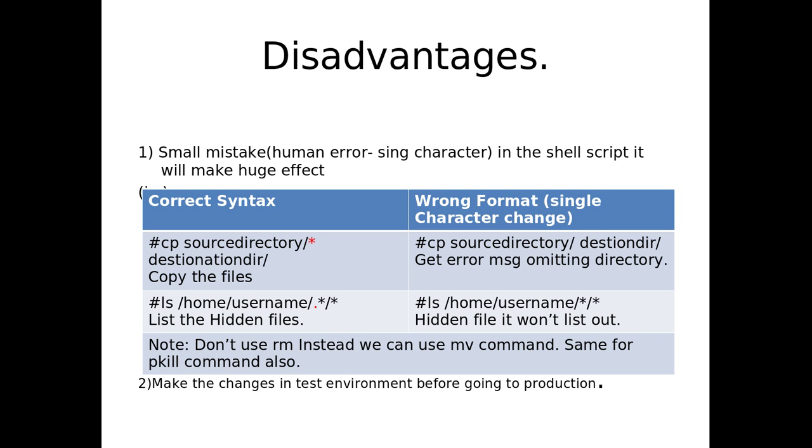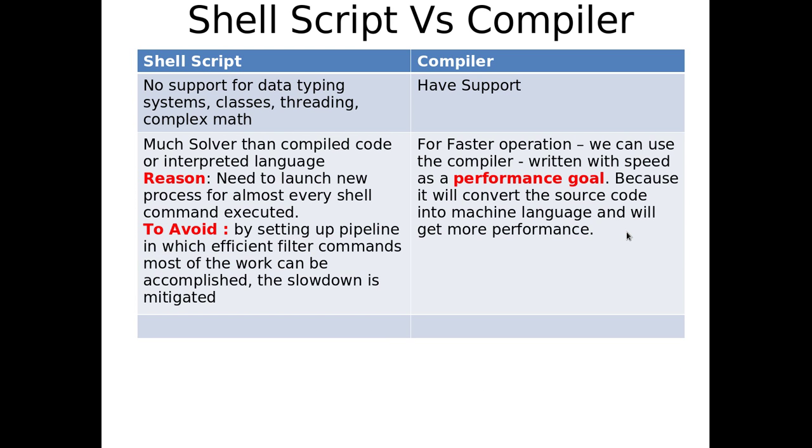And before going to production, we go to a test environment for better use of the shell script. Comparison between shell script and compiler: shell script has no support for data typing, classes, threading or complex math, but a compiler does, and shell script is much slower than compiled code or an interpreted language. The reason is that a new process needs to be launched for almost every shell command executed.